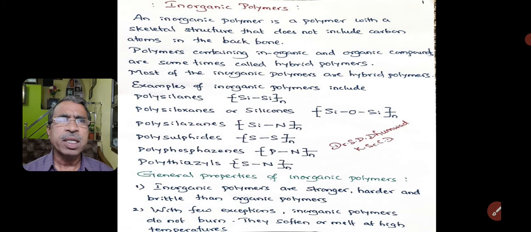An inorganic polymer is a polymer with a skeletal structure that does not include carbon atoms in the backbone. All organic polymers contain a carbon backbone, that is, carbon is attached to another carbon, the C-C bond continues. But in inorganic polymers, you don't have a carbon backbone, but other elements. Polymers containing inorganic and organic parts are sometimes called hybrid polymers.